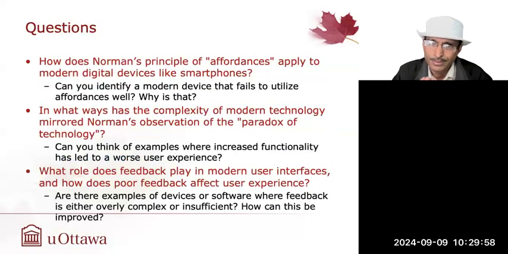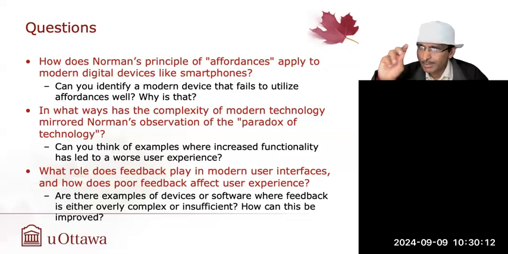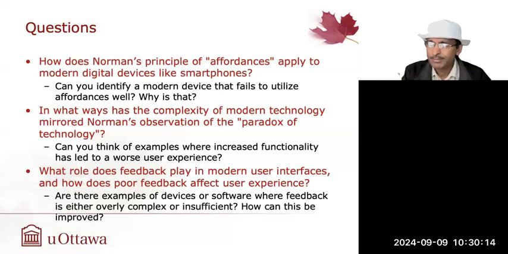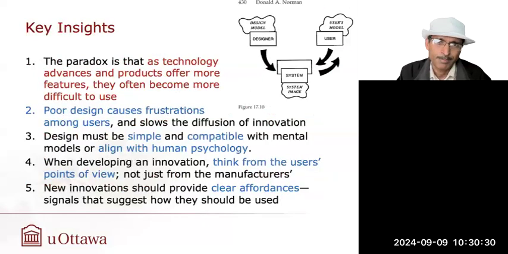And here are some questions for you. We can discuss in the class how Norman's principles apply to modern digital devices like smartphones. In what ways has the complexity of modern technology mirrored Norman's observation in the paradox of technology? Think about this paradox of technology. This particular terminology is used there, so read it and figure out why this author used this idea. What role does feedback play in modern user interfaces, and how does poor feedback affect user experience? These are the questions we'll be discussing.